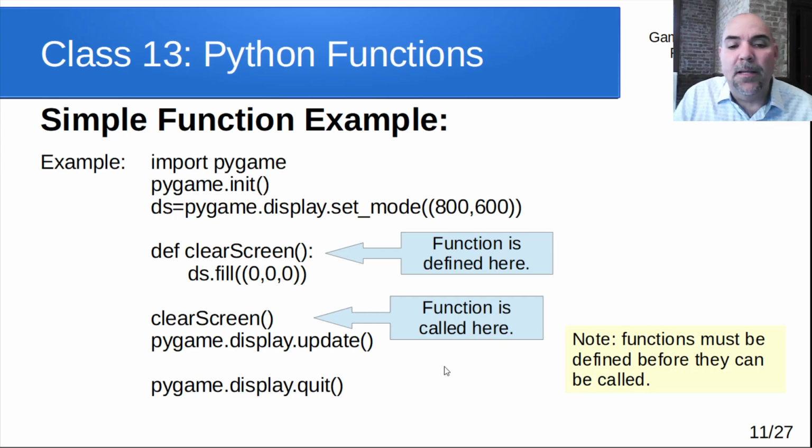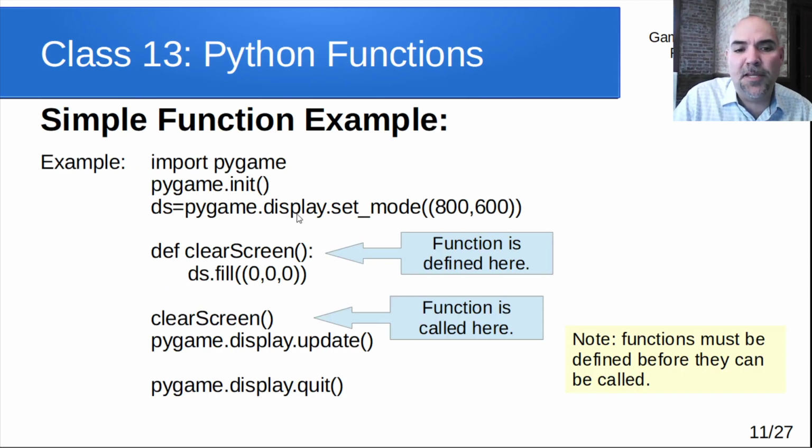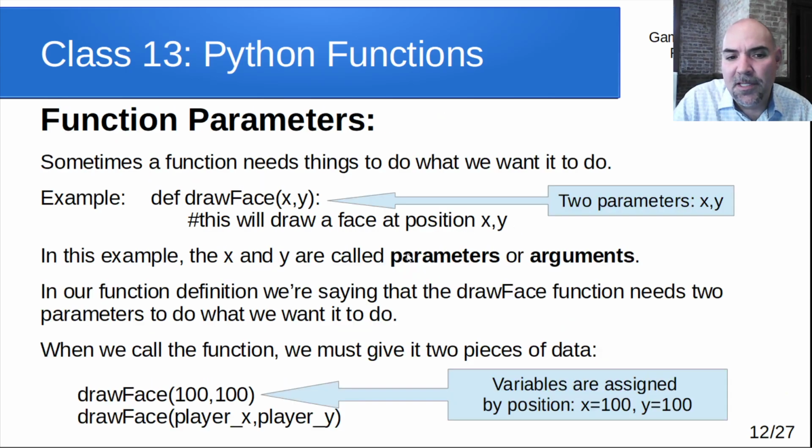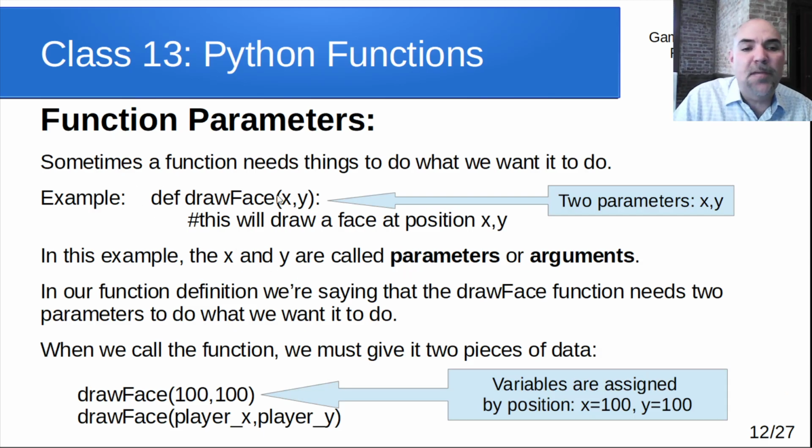Okay, now, next thing that we're going to look at is function parameters. So notice, going back to this example, that some functions like pygame.display.setMode have things inside the parentheses. Another example there is ds.fill. We're sending data to that function. So sometimes we want to make a function that needs things to tell it how to do what we want it to do. So for example, here's an example, draw a face.